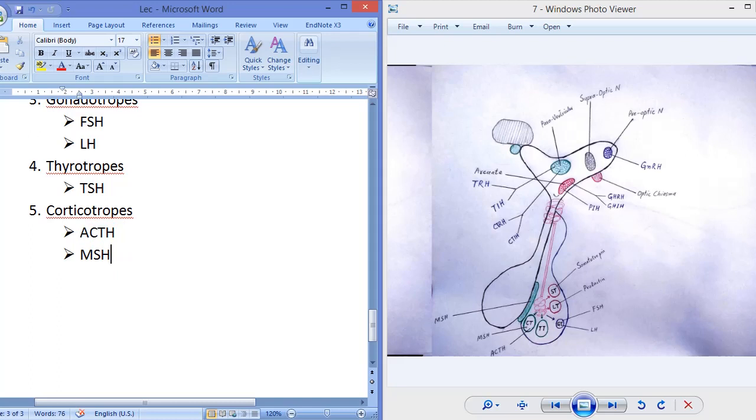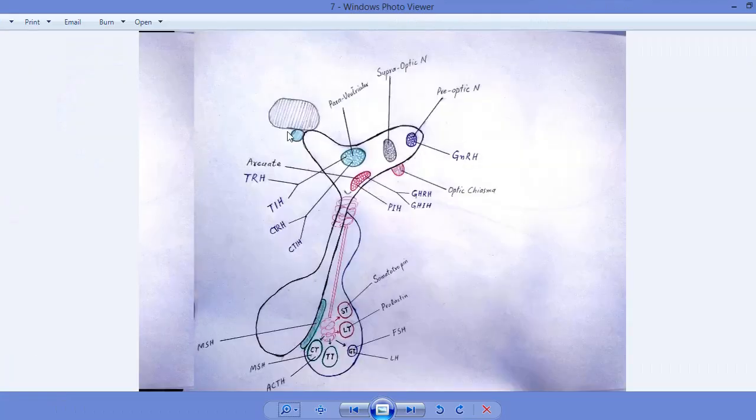Similarly, the melanocyte stimulating hormone is the hormone which stimulates all the melanocytes inside the body to secrete the melanin. Melanin is a pigment which helps in the protection against light, against the ultraviolet rays, and against harmful or hazardous rays of the sunlight. So this was all about the functional anatomy of the anterior pituitary gland.